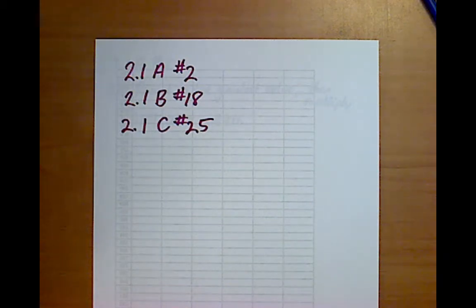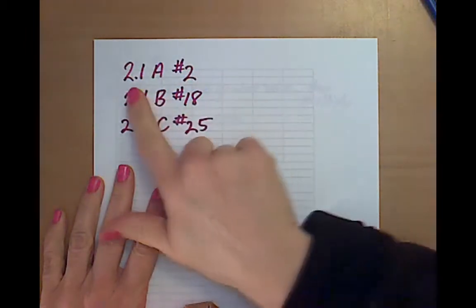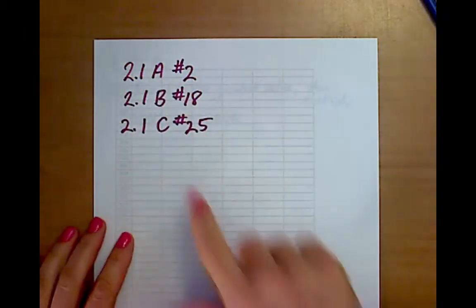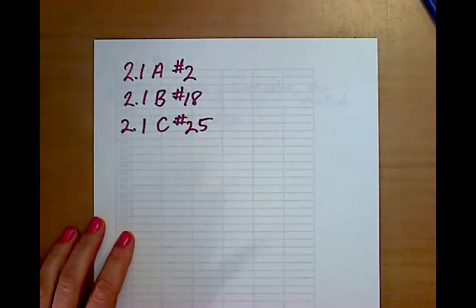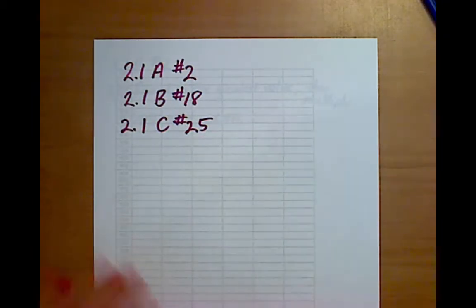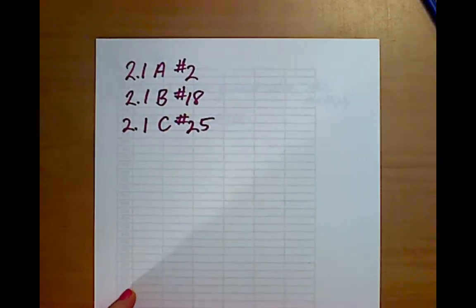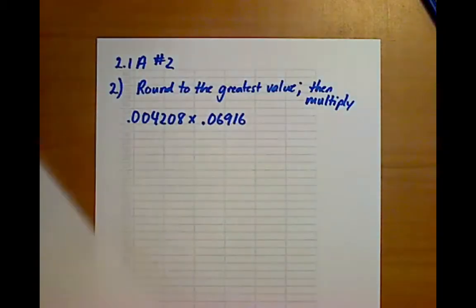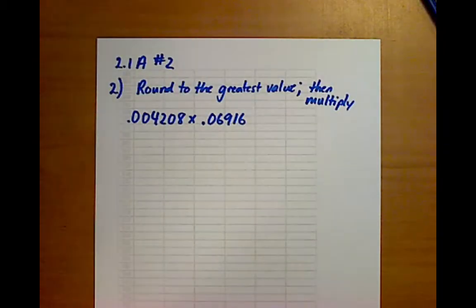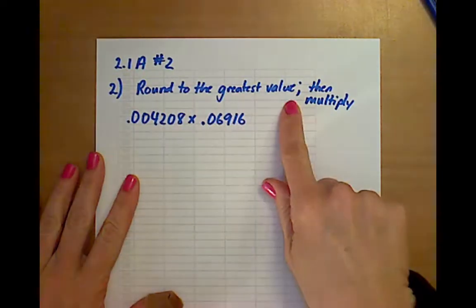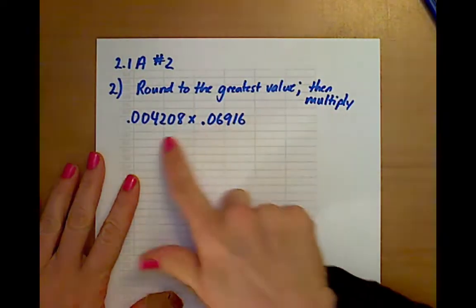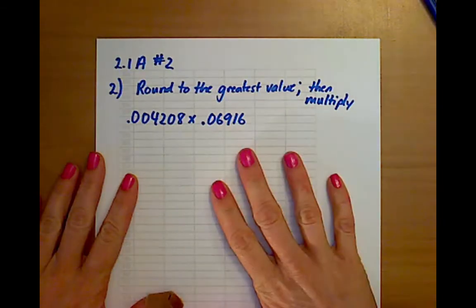All right, for this video, we are going to cover 2.1a number 2, 2.1b number 18, and 2.1c number 25. So these are problems that often get questions from students. So first of all, 2.1a number 2. The directions above say round to the greatest value and then multiply. And they specifically say in this assignment that you should use your calculator.